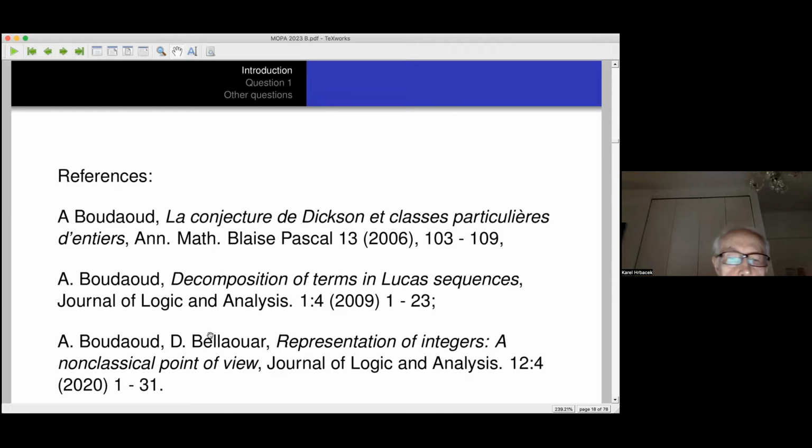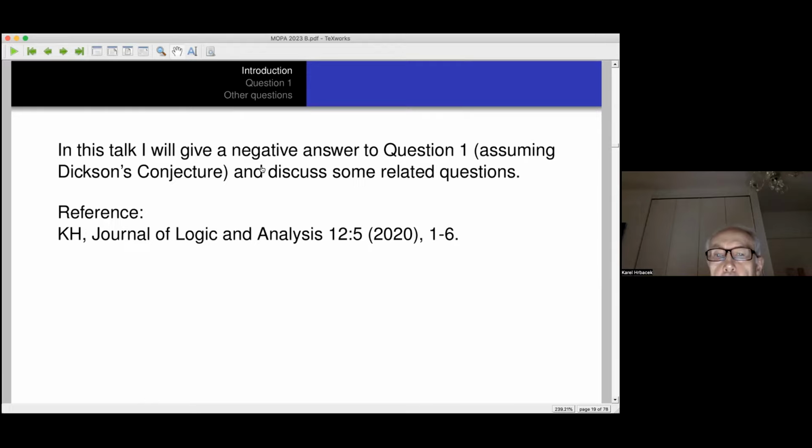Okay, so what about the general question? I'm going to show that the general question has a negative answer. That means there are integers that cannot be represented in that form, assuming Dixon's conjecture, and I will state it later. And also, if time allows, I'll discuss some related questions. So this is also published in Journal of Logic and Analysis.